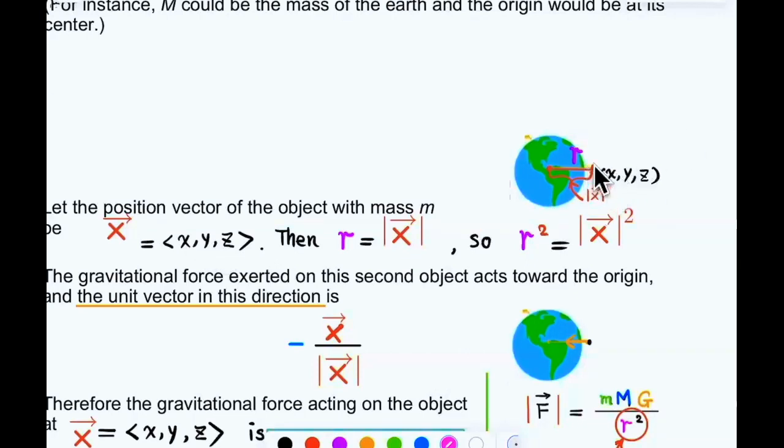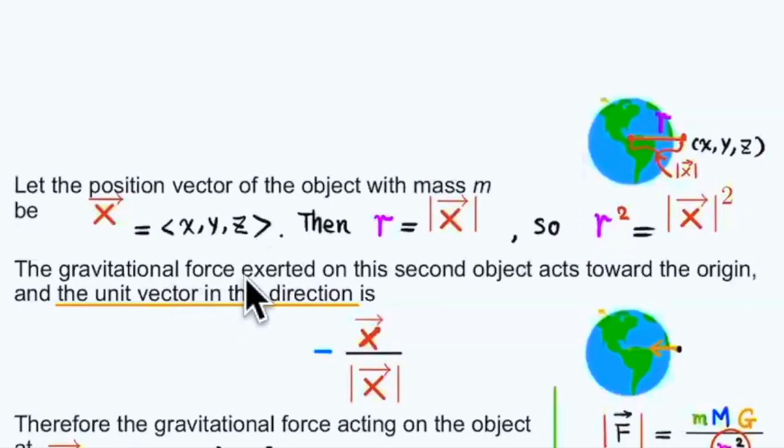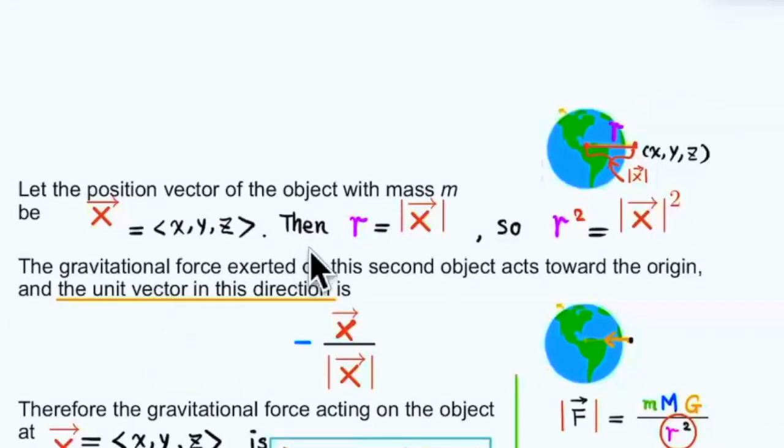Then the r here is from this object to the center of Earth. Think about that, the other object here is the Earth. It's the r here, from the object to the center of Earth. So r squared will be the square of this. Then the gravitational force that is acting on the second object over here toward the center of the Earth, so the gravitational force will be from here and pointing to the center of the Earth.